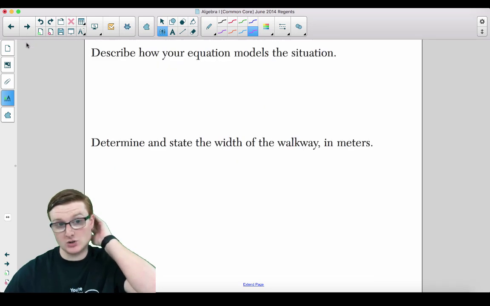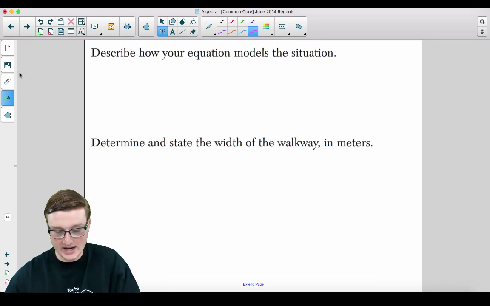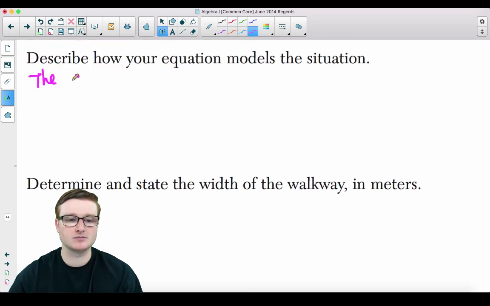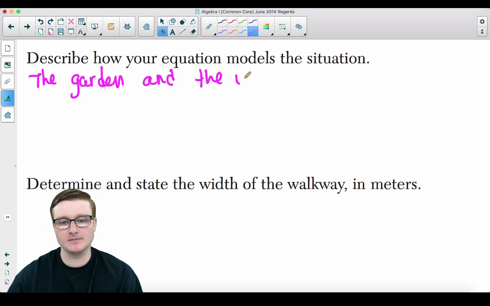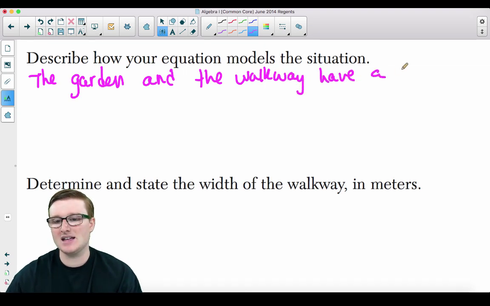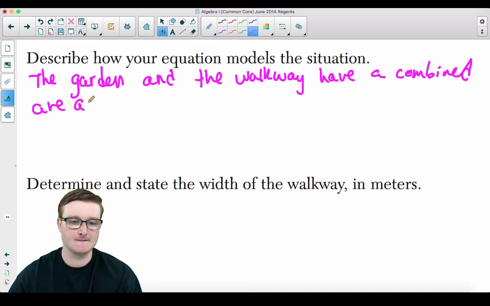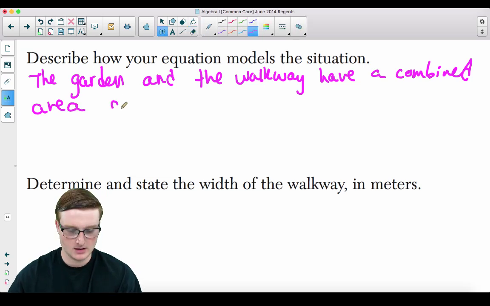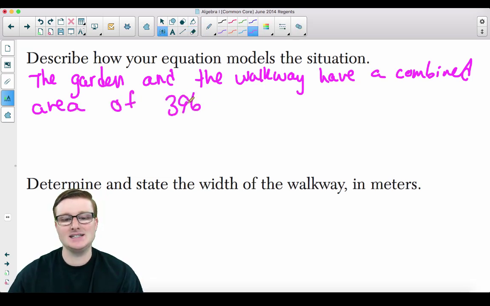Now, the second part of this question says, describe how your equation models this situation. So you just have to basically explain why you did what you did. So I said the garden and the walkway have a combined area of 396 square meters.